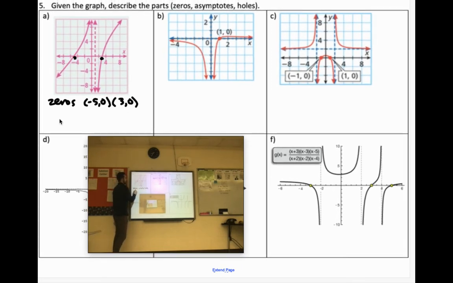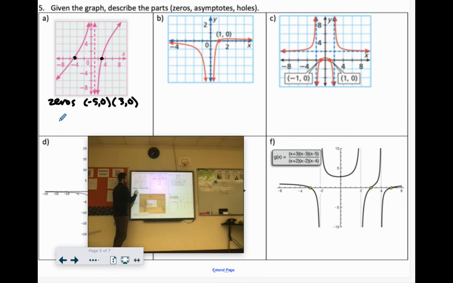There's a vertical asymptote at, what is that, 1? X equals 1. Do we have to do domain and range on this? Yeah, we probably should. So domain would be everything except for that vertical asymptote. X such that x is not equal to 1. And range, there is no horizontal asymptote on this, so range would just be all real numbers.